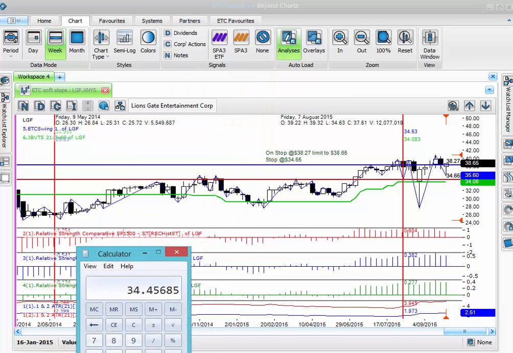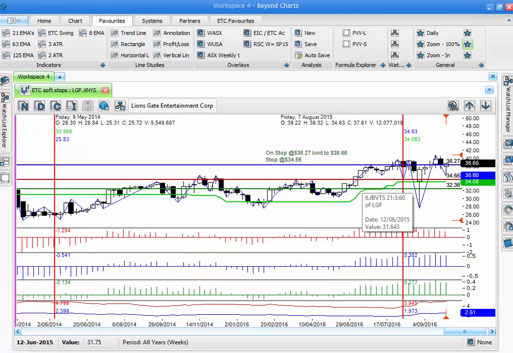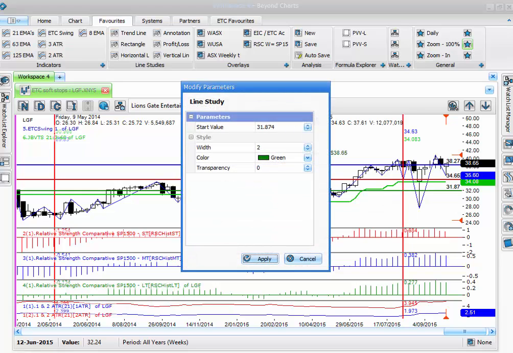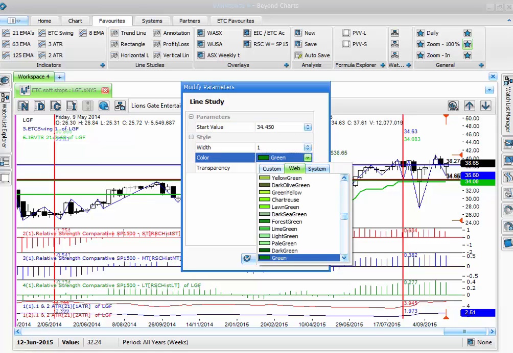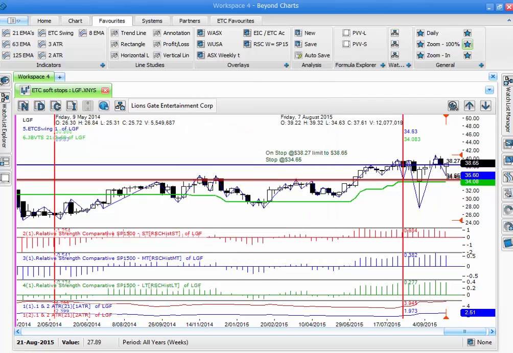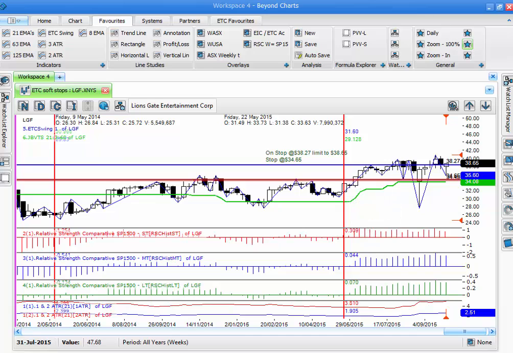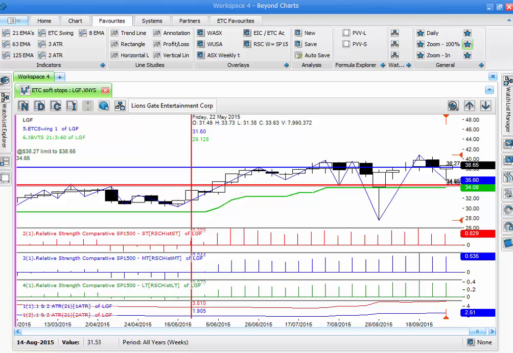So 34.45. If I go and put in a horizontal line there at 34.45, what I like to do is make that a thinner line and change it back to red so I know it's the protective stop. You'll see there, and I'll blow that up a little bit so we can see it closer, that now is what a hard stop is, only just a little bit below the low of that candle.